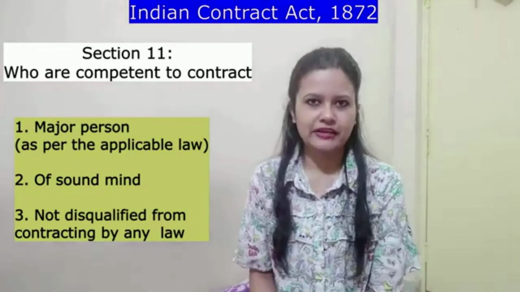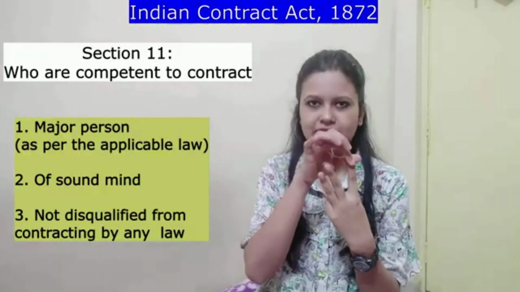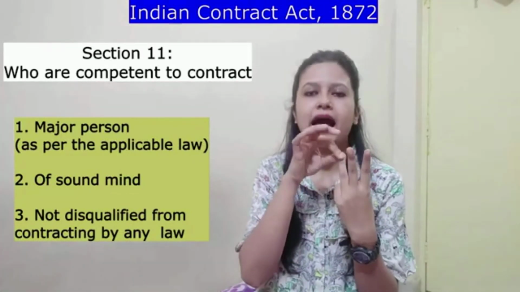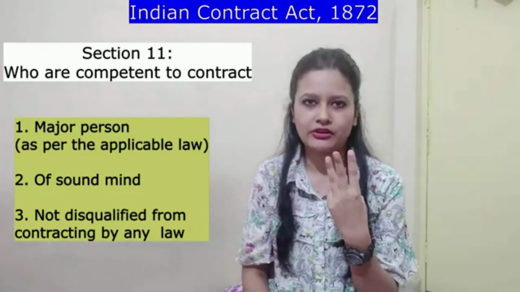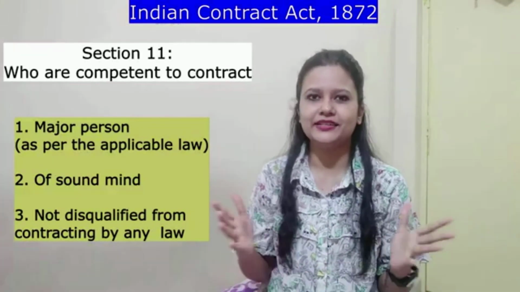So under section 11, we have 3 conditions that we need to satisfy. Firstly, we should not be a minor, we should not be of unsound mind, and under any other law, we should not be disqualified from contracting. I hope section 11 of Indian Contract Act is clear to you.